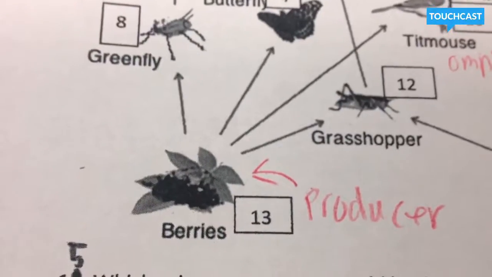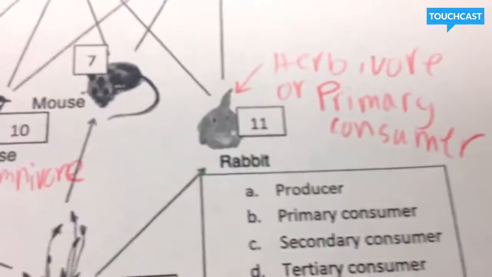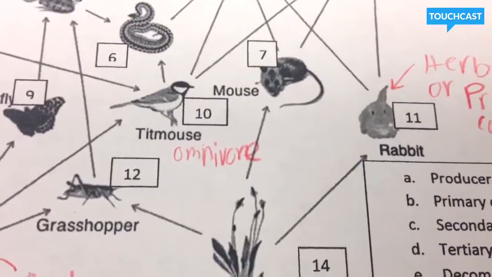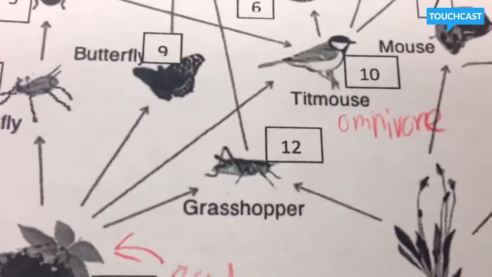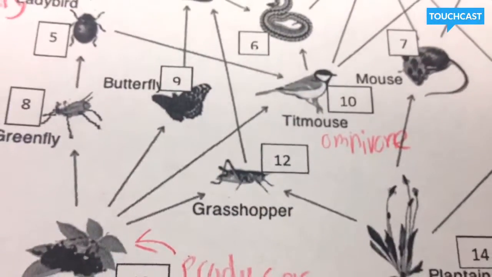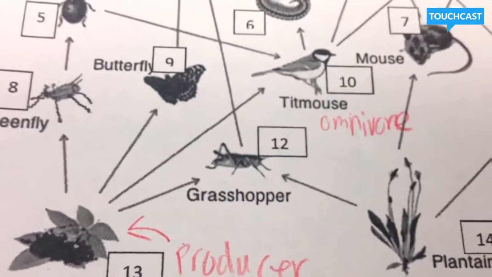Now, our primary consumer is just an herbivore. So anything that only eats plants, like a rabbit, the mouse, or the grasshopper, if they eat nothing but plants, then they're a primary consumer. Alright, let's go ahead and look at our next one, and that's going to be a secondary consumer.